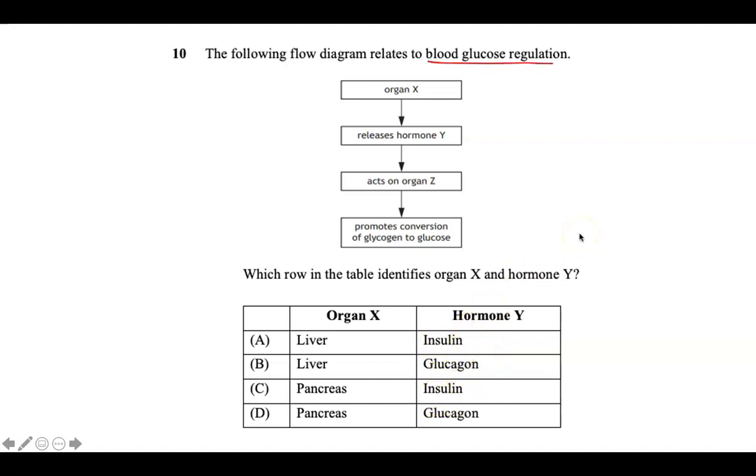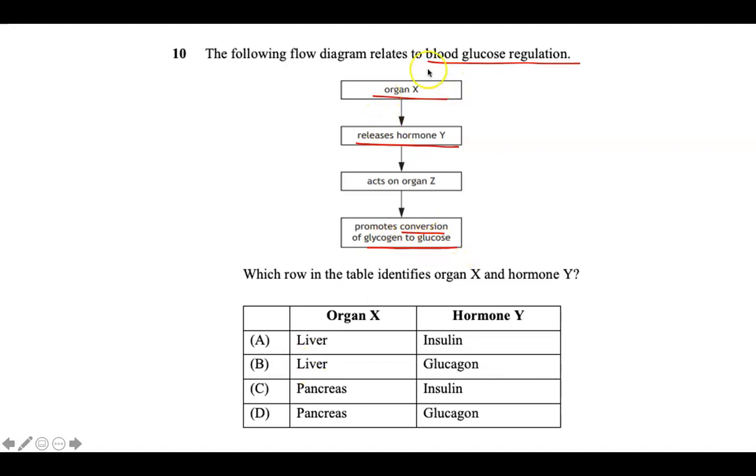And the question is all about the blood glucose regulation. I've mentioned organ X before, and releasing the hormone Y. So these organ X and hormone Y are what we're looking for. Now, I've already identified that insulin is not going to be the one that we use to convert glycogen into glucose. What we're looking for there is the other one. So our options are going to be glucagon. So glucagon has to be either B or D as the options, because that's the only one that hormone Y can be to change glycogen into glucose.